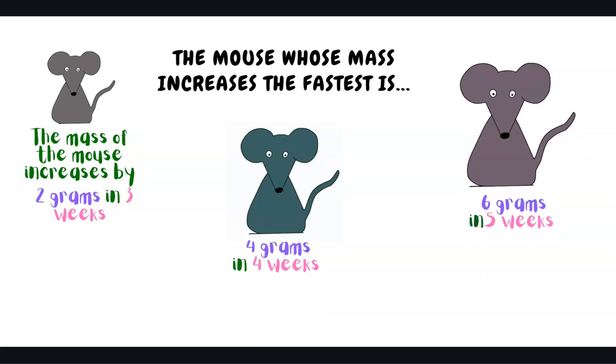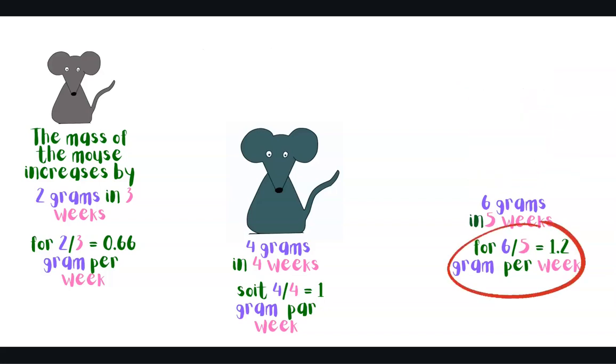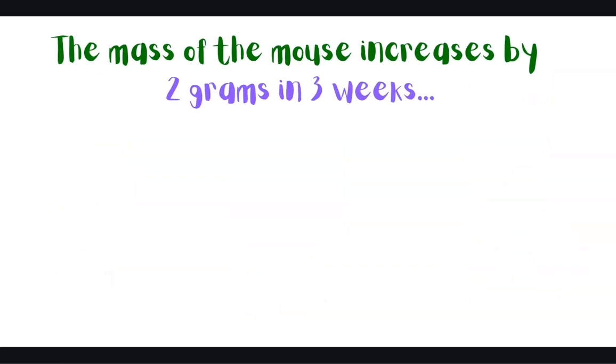So I have 3 mice. The first mouse grows by 2g in 3 weeks. I can calculate how many grams it grows per week by dividing the number of grams 2 by the number of weeks 3. That gives us an increase of 0.66 g per week. For the second mouse, the calculation is simpler. 4g in 4 weeks is of course 1 g per week. And for the third mouse, 6 grams in 5 weeks, that gives us an increase of 1.2 grams per week. So it is the mouse that grows the fastest. So you see, a small average calculation allows you to compare mice weighed over different periods.